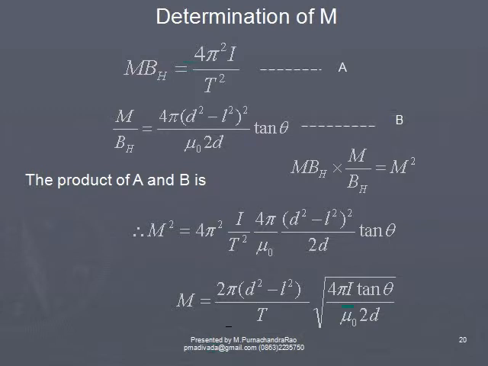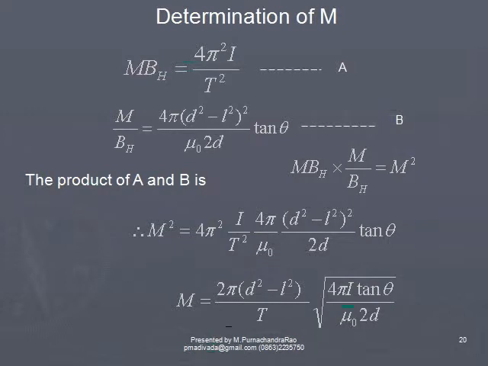The ratio of A and B is BH square. Therefore, BH square is equal to 4 pi square I by T square into mu naught by 4 pi into 2d divided by d square minus L square whole square into tan theta.